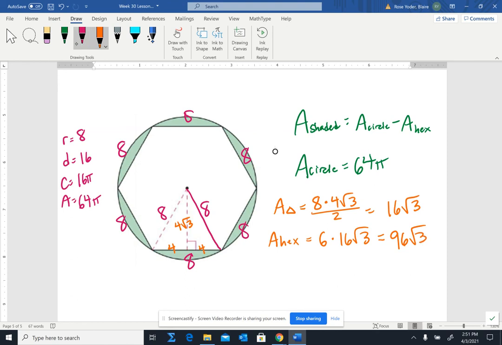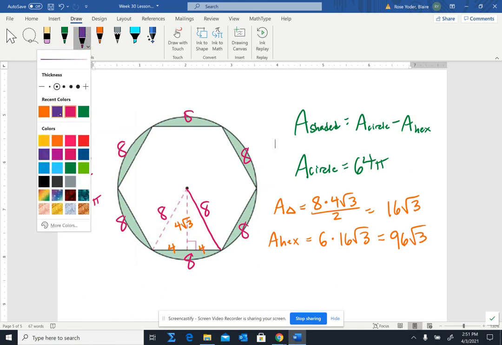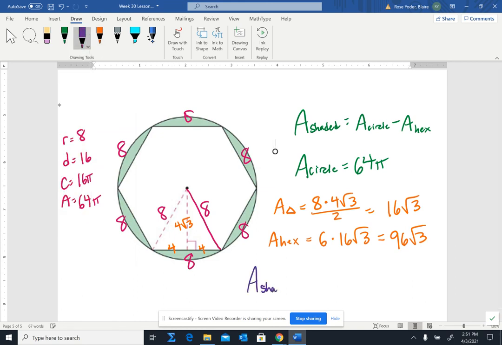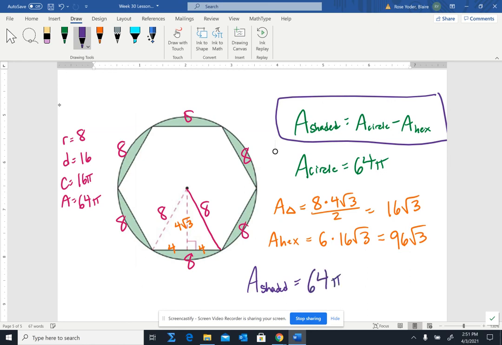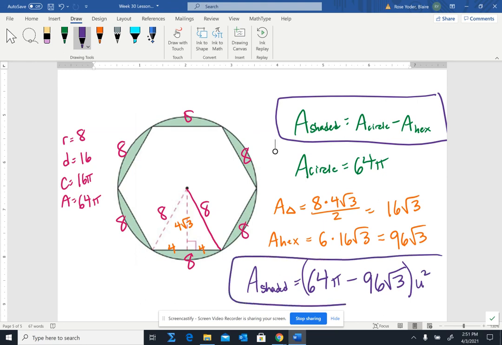So for the shaded region, I look up at the rule that I made for myself earlier. I said I was going to do the circle area, that's 64 pi, and then I was going to subtract the hexagon area, 96 root 3. And then a lot of times people panic, like, wait, 64 minus 96, that's going to give me a negative number. 64 pi, so it's a lot bigger than 64. But type it in a calculator and make sure that it doesn't give you a negative answer, because if it does, then you know that you did something backwards.